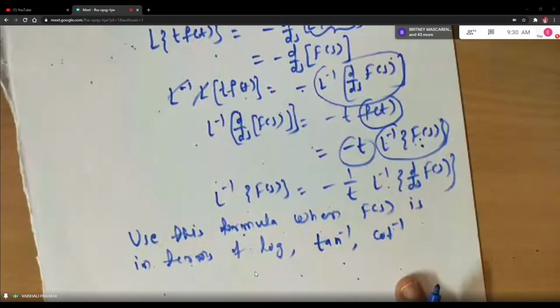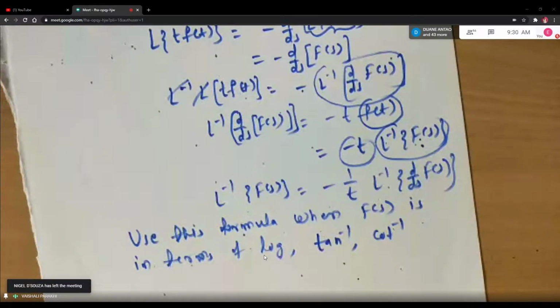the formula. So students, one more thing I want to tell you: when the problem is asked, find L inverse of the following functions, they will not mention the method or the formula which you have to use. So when to use the partial fraction method? When the denominator contains more than one factor, right? Then when to use the first shifting property? If it is possible to add or subtract the same number from all s which are present in numerator and denominator. Then when to use this formula? Whenever the function contains log, tan inverse, cot inverse type of functions, right? So by practice, you will come to know when to use which formula.